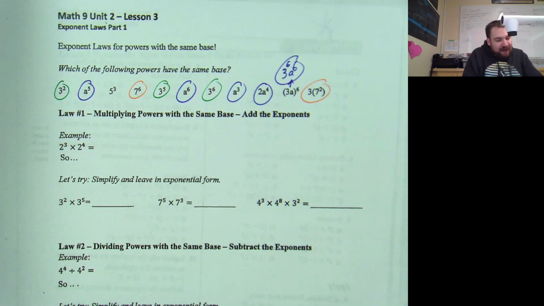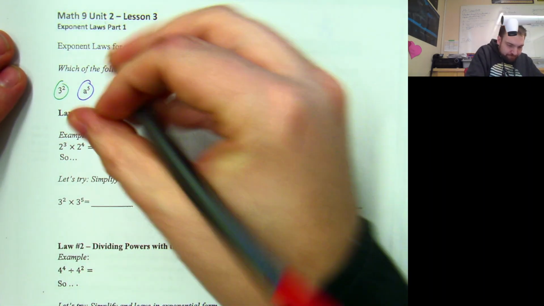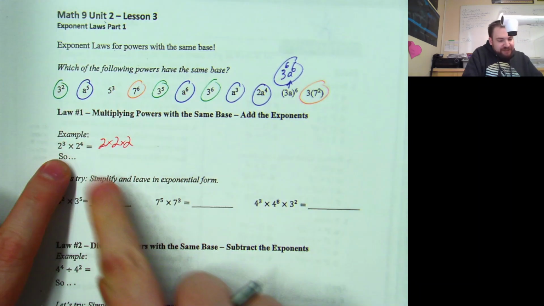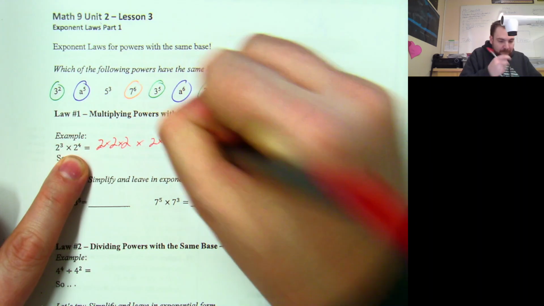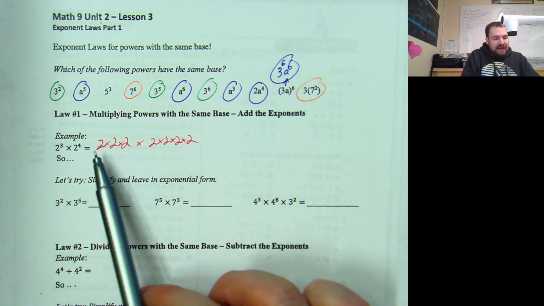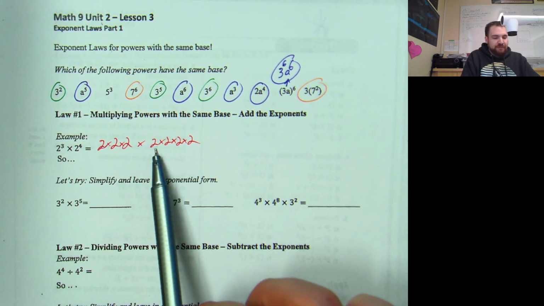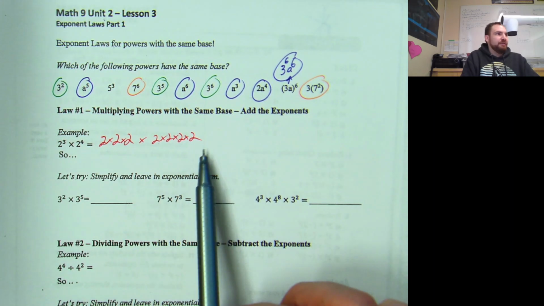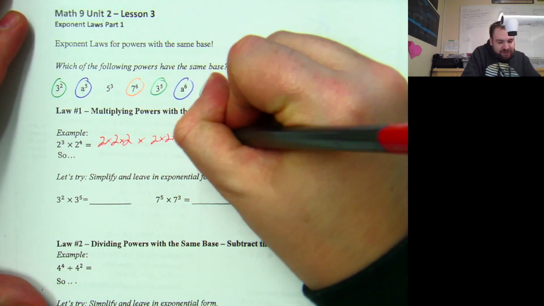So, here we go. If I have 2 cubed times 2 to the 4, what does that look like as repeated multiplication? Carolyn? 2 times 2 times 2, that's the 2 cubed, times 2 times 2 times 2 times 2. Are we cool with this? I just wrote 2 cubed is 2 times 2 times 2. I have 2 to the 4 as 2 times 2 times 2 times 2. But I'm just multiplying 2 times 2 times 2 times 2 times 2 times 2 times 2. How many 2's are there? There are 7 written on the page. So this is just 2 to the 7.